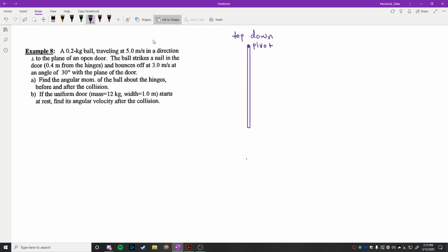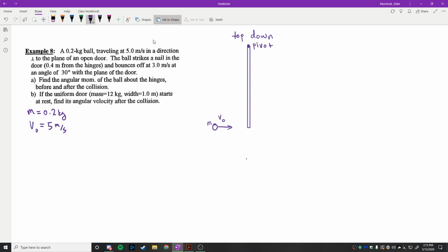A 0.2 kilogram ball traveling at 5 meters per second in a direction perpendicular to the open door. So it's perpendicular to the plane, right? Okay, yeah, this is correct. So it comes in a straight line, like this. Let's say its initial speed is v naught and call the mass m, and label those variables. So m is equal to 0.2, and v initial is equal to 5 meters per second.